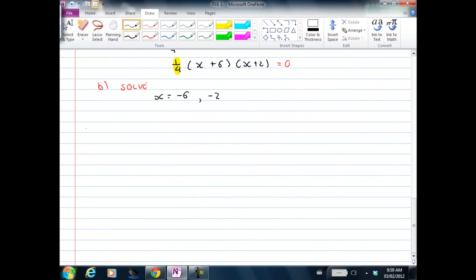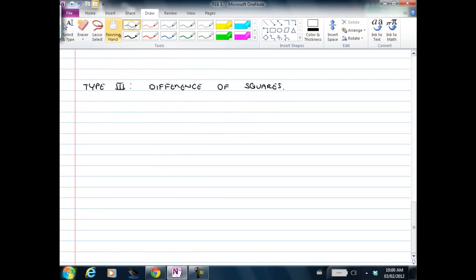Type 3. I call this a difference, and you did this in grade 10. Difference of squares. Okay. So there's only 3 types of factoring I can force you to do. Simple difference of squares or the fractions one. I'll start off easy. X squared minus 4. Factor.